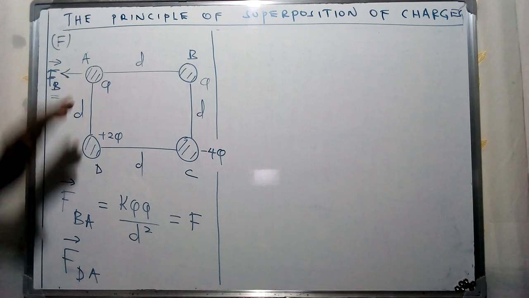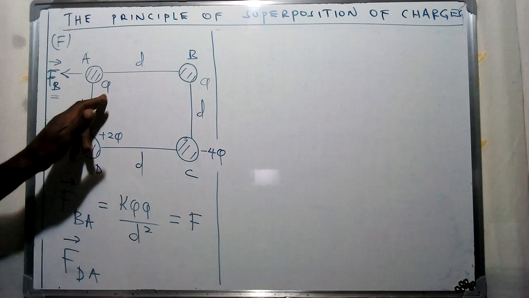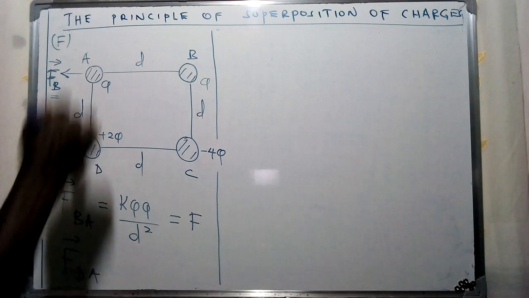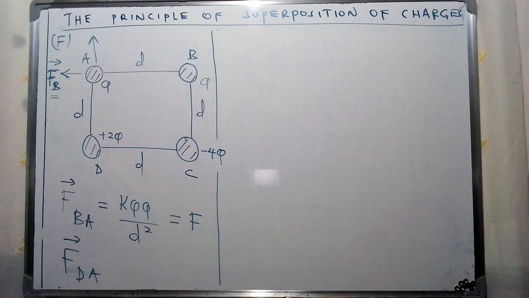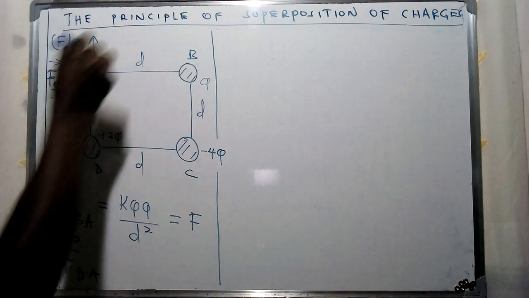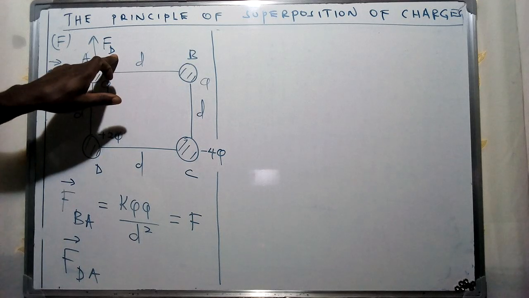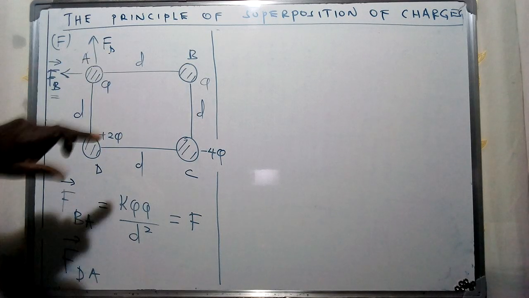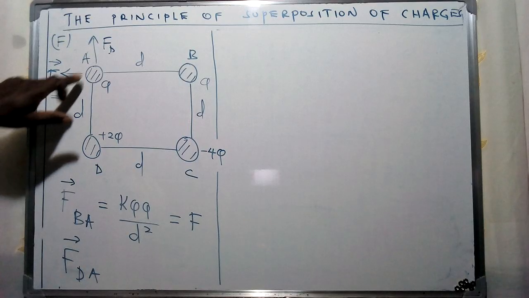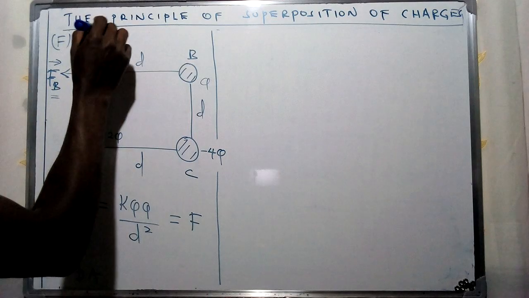So A is going to experience a force due to D, and the two particles are positively charged, and therefore we're going to experience a repulsive force, indicated in that specific direction. So this is going to be a force on A due to the presence of D. This is going to be a force on A due to the presence of B, as indicated above.